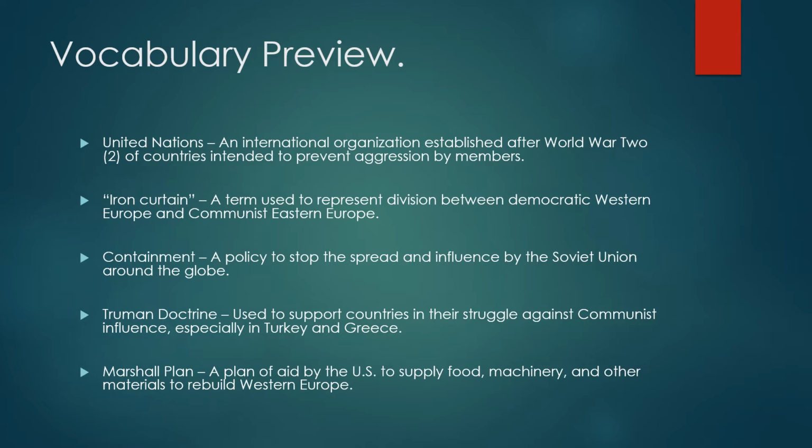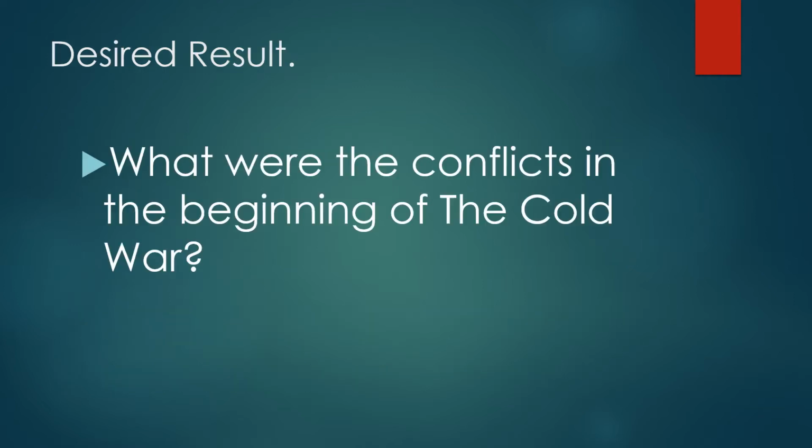The Marshall Plan, a plan of aid by the U.S. to supply food, machinery, and other materials to rebuild Western Europe. And our desired result was, what were the conflicts in the beginning of the Cold War?